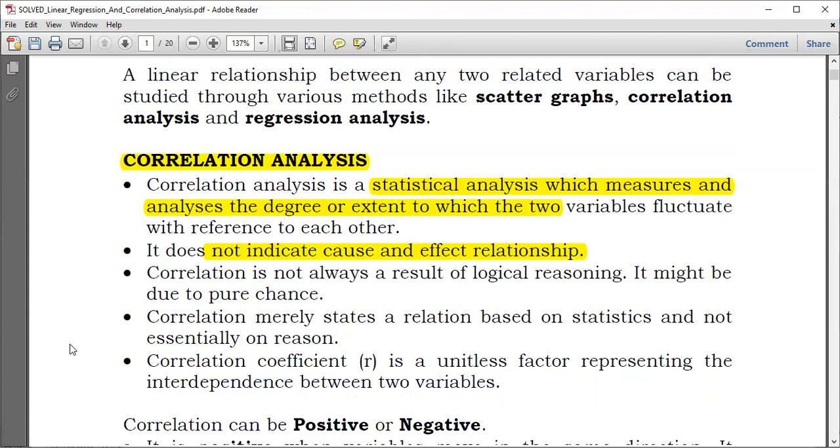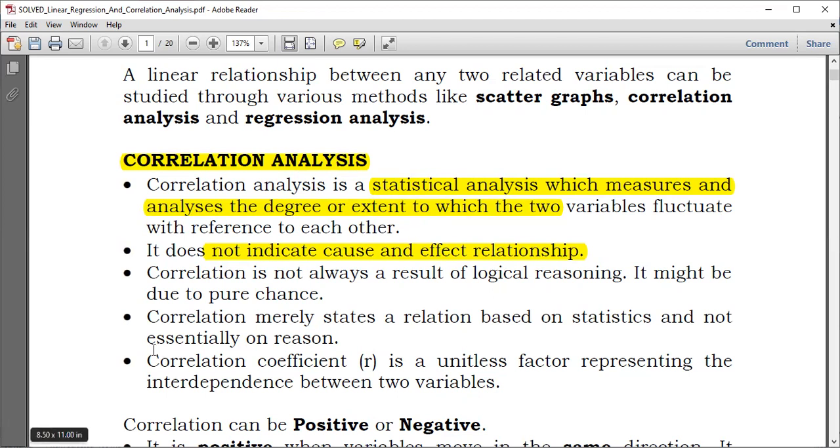And so correlation is not always a result of logical reasoning. Sometimes you might have two results, determine the correlation, and find out that they are correlated, but it might arise just due to pure chance. So you have to be very careful in confirming that there is correlation between variables, and there are several ways that we'll see later.